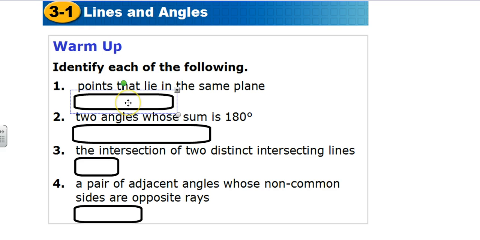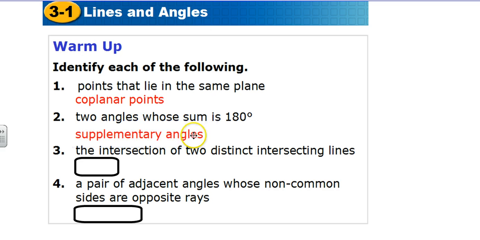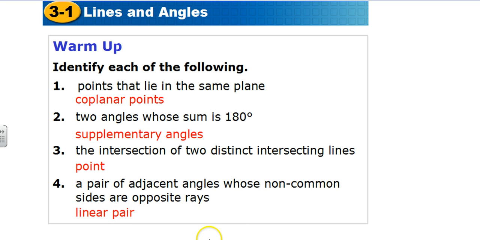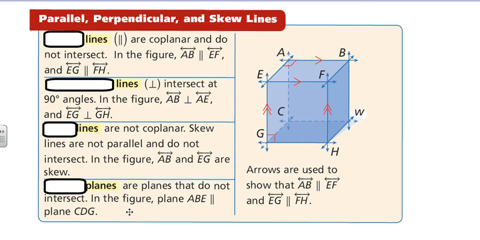Points that lie in the same plane are coplanar. Two angles whose sum is 180. You guys are good at this one. Supplementary angles. The intersection of two distinct intersecting lines is a point. And a pair of adjacent angles whose non-common sides are opposite rays are a linear pair. Great. Okay, so today we're talking about parallel, perpendicular, and skew lines.